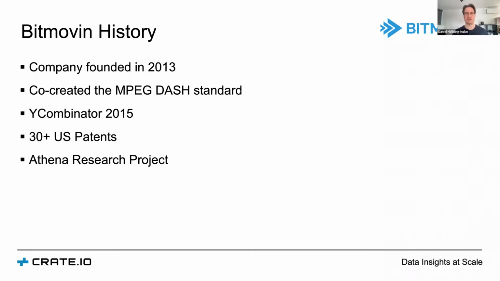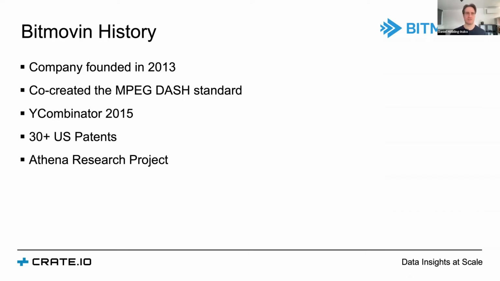and then founded the company to commercialize these findings. They then got accepted to Y Combinator in 2015, and have 30 plus patents in the streaming media space, so player, encoding and other things. And we now still continue this collaboration with the University of Klagenfurt by having a shared research project with the university. And so that's Bitmovin in a nutshell.